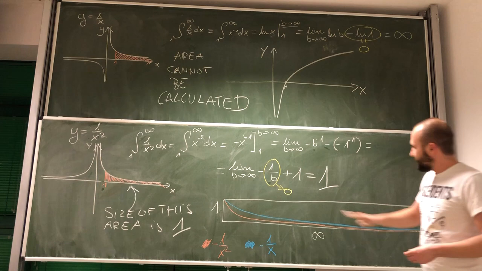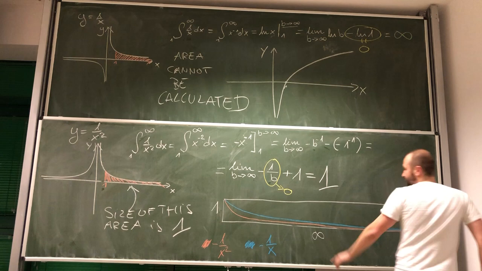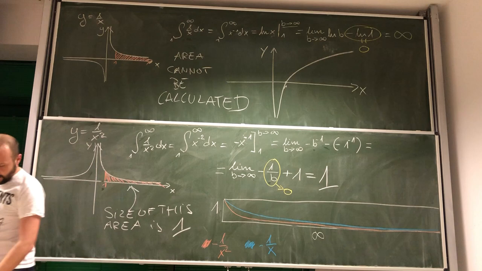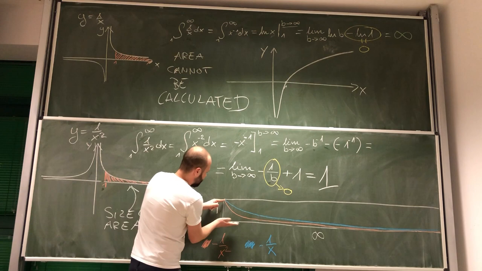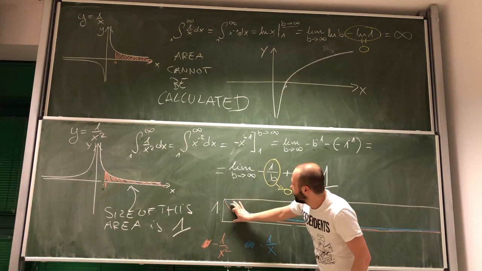So, we clearly see that the values of the function 1 over x are falling, but they are falling slower than the values of the function 1 over x squared. And look, this is the entire key to understanding what is happening. Look, in the first case, what do we see? One side of the rectangle is getting longer and longer and longer. But the height is getting smaller and smaller.